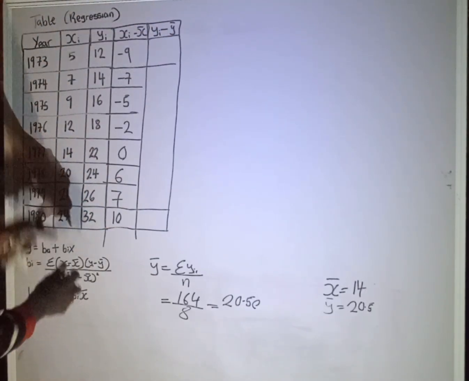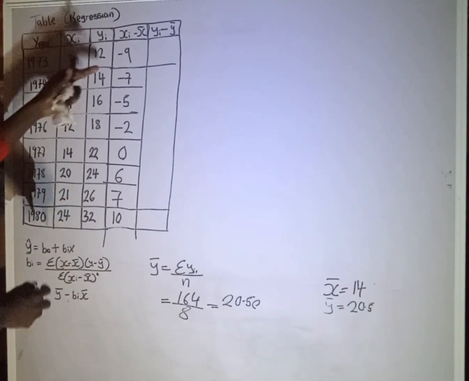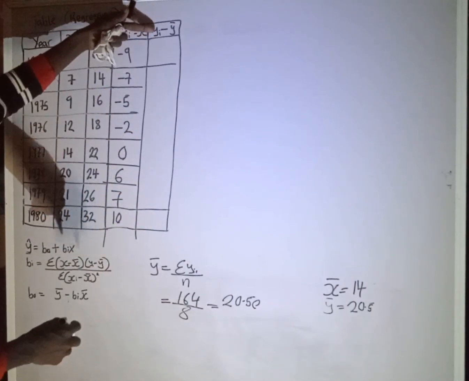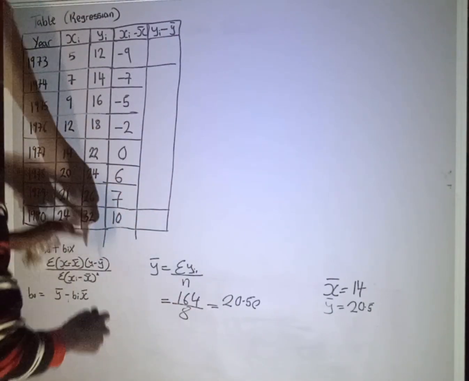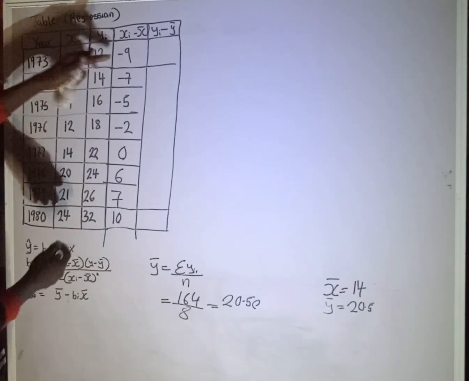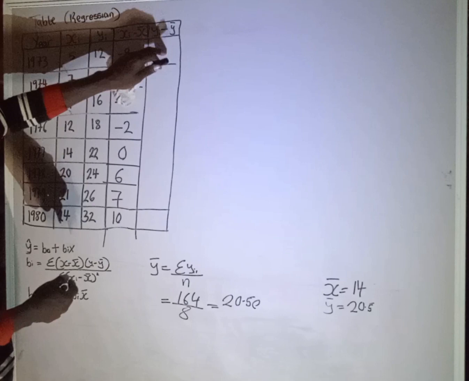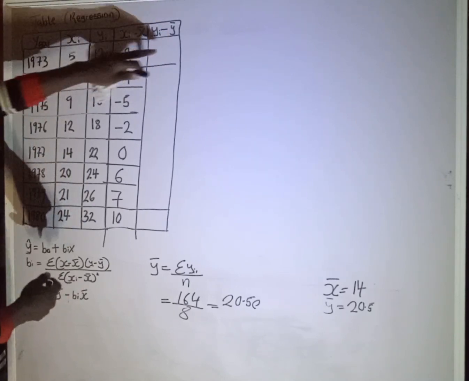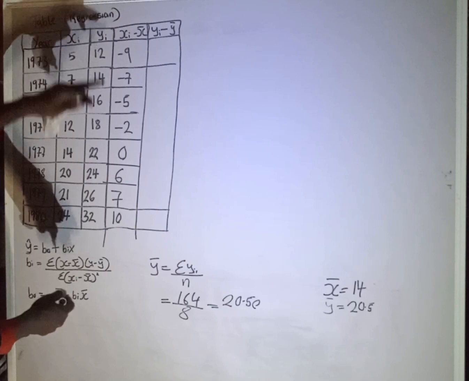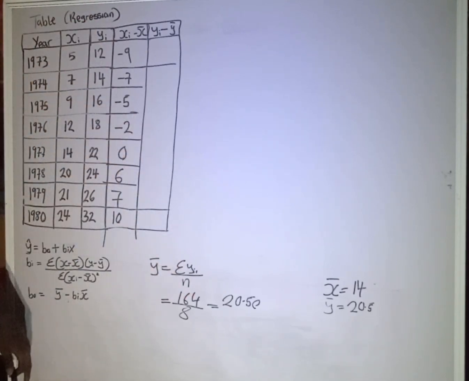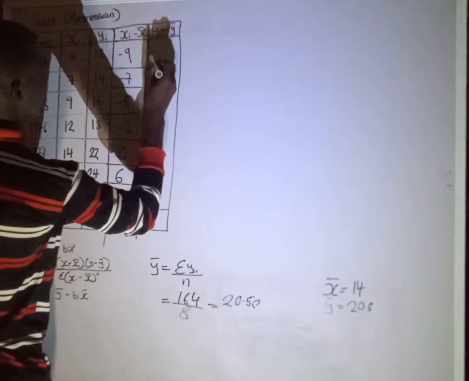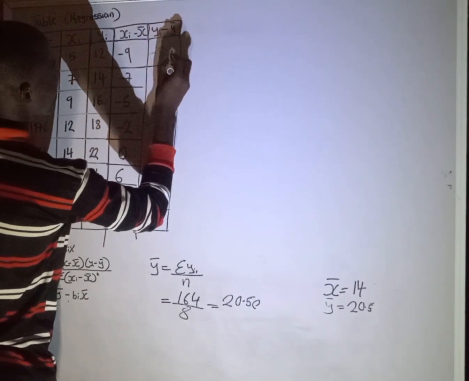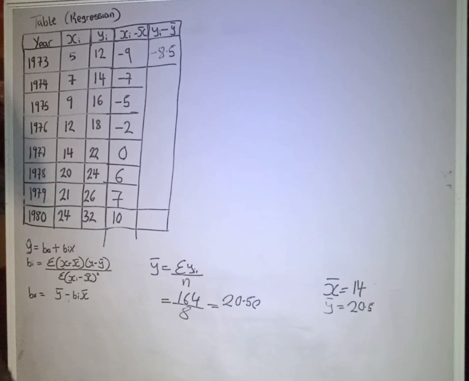Then what I'm going to be doing is to subtract the value of y from the mean of y. Subtract each element that y has from the mean of y, which is 20.50. So for the first column, for this cell, I'm going to be having 12 minus 20.50. 12 minus 20.50, that is minus 8.5.